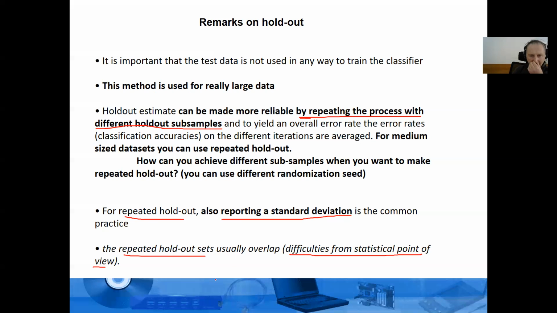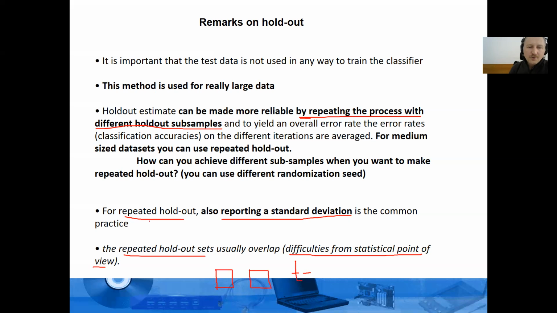For example, if you want to compare two models, model A and model B, and you want to compare their accuracy, which one is statistically better than the other one? You can use a t-test to compare the accuracy of these two models.